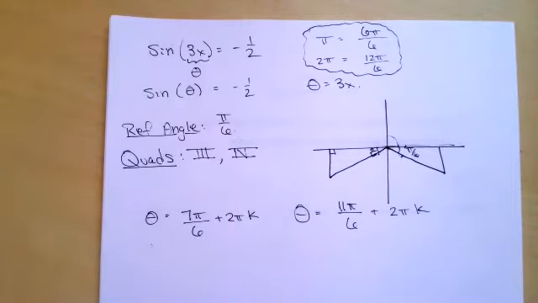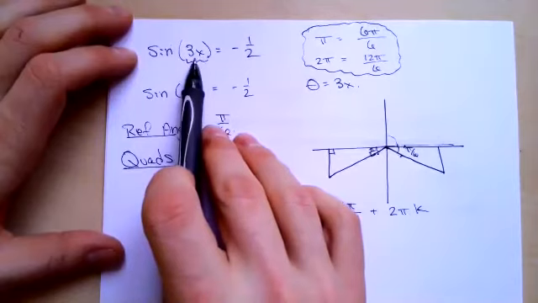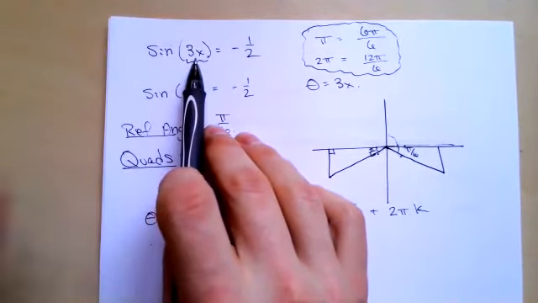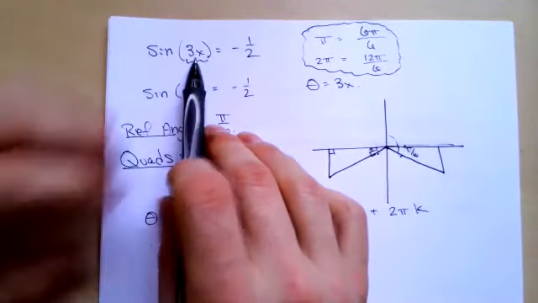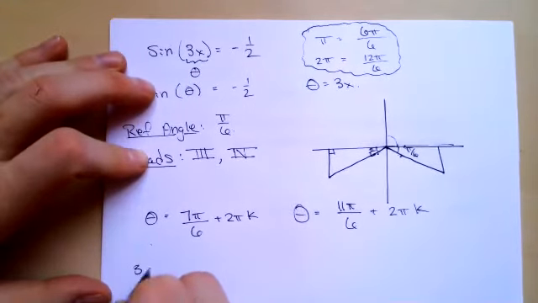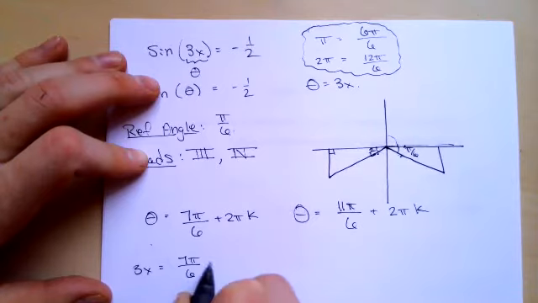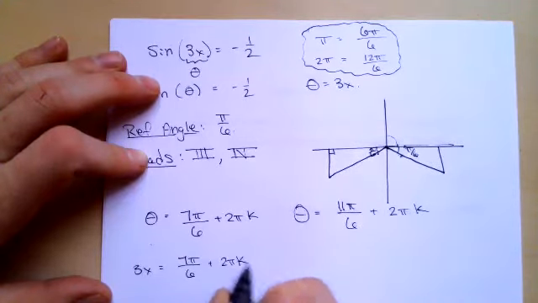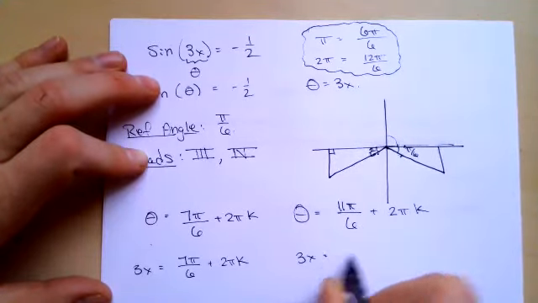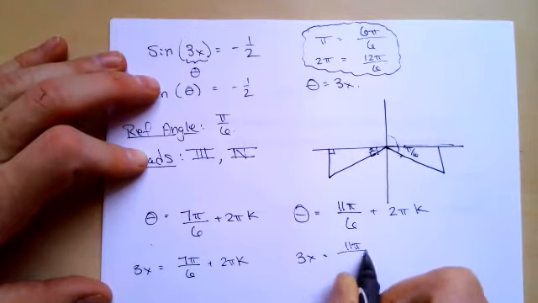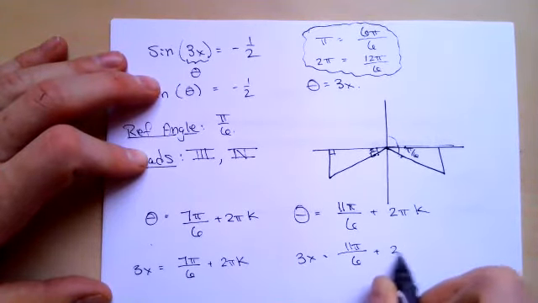But now we got a little bit more to do. So now our real variable is x. That's our specific variable we want to solve for. And really the equations we have are 3x is 7 pi over 6 plus 2 pi k, and 3x equals 11 pi over 6 plus 2 pi k.